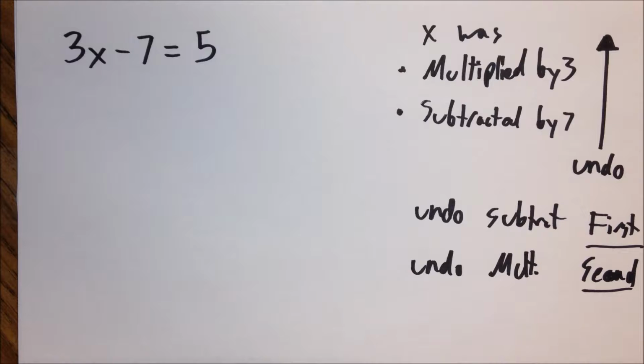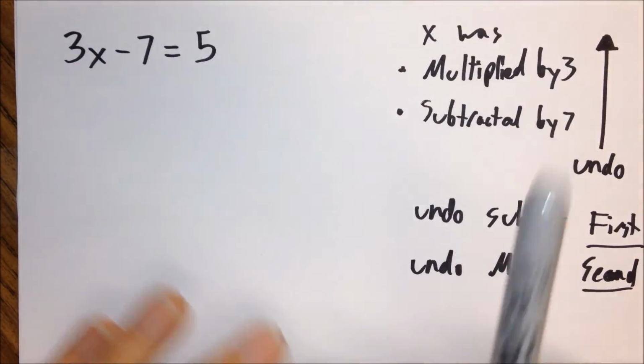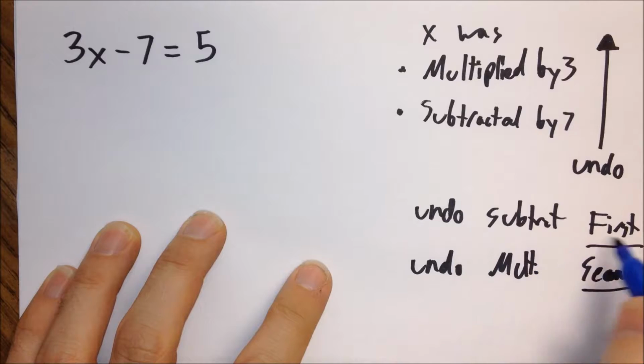And this principle may seem somewhat simple, somewhat familiar in a problem like this, but in a moment we'll have problems that have multiple additions, multiple subtractions, multiple multiplications and divisions. And we have to think through which one do I do first and which one do I do second. And the answer is you always undo them in the opposite order in which they interact on x in this problem.